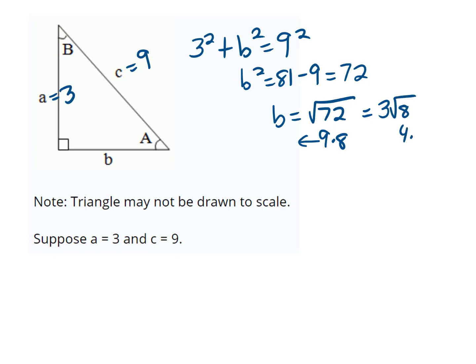But 8 has a perfect square in it as well, of 4. So I'm going to square root the 4, it comes out in front as a 2, gets multiplied to what's out there, and leaves us the 2 still under. So b equals 6 square roots of 2.